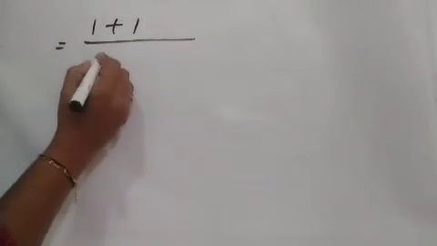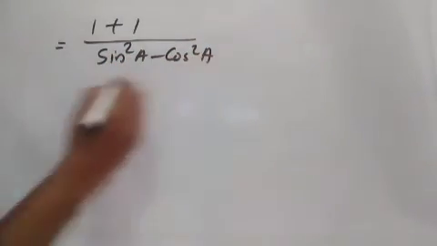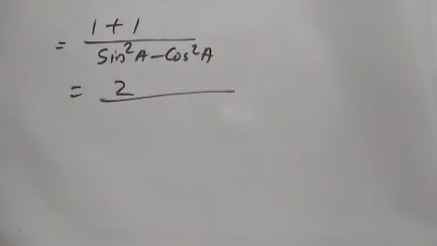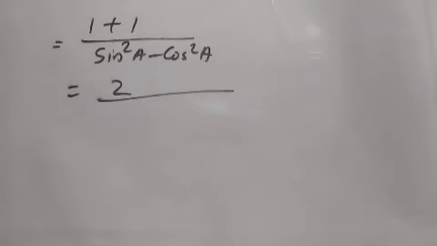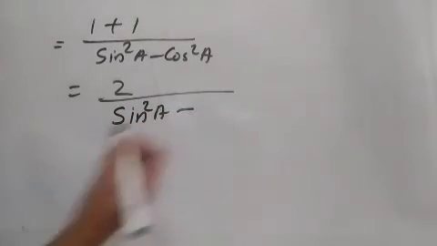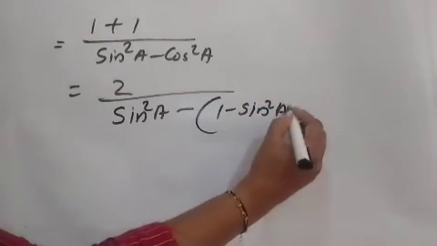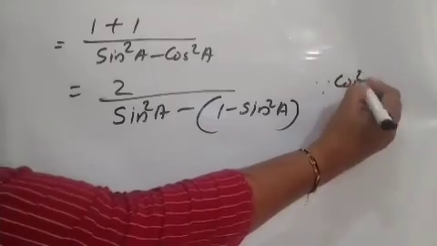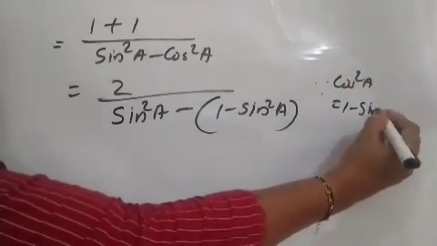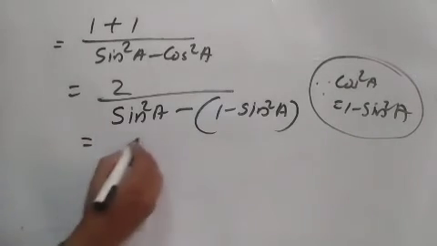So we can write it as 1 plus 1 divided by sin square A minus cos square A. That is 2 divided by sin square A minus cos square A. But sin square A minus cos square A is not on the RHS. It's different, no? So we have to rearrange. Instead of cos square A, I am going to write 1 minus sin square A. We know that cos square A is 1 minus sin square A. So substitute that to get the required answer.